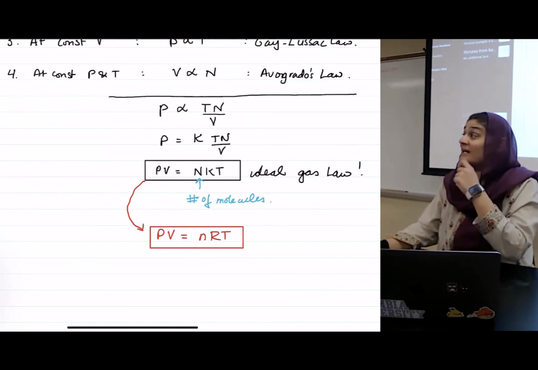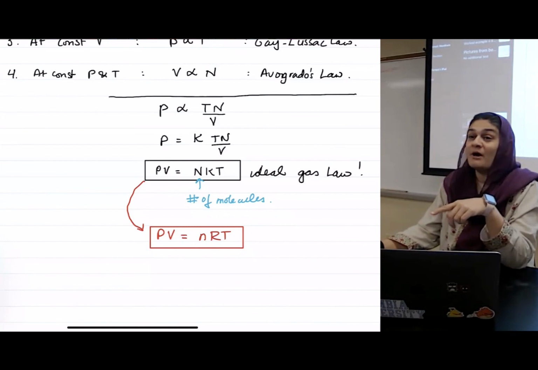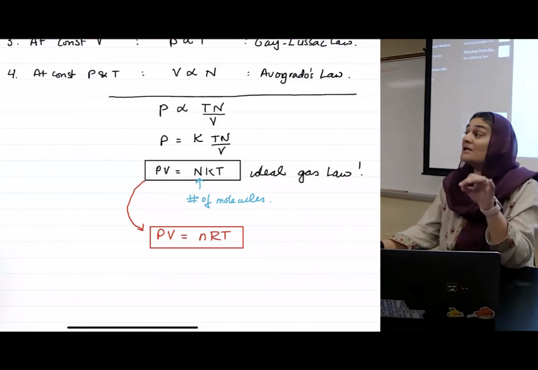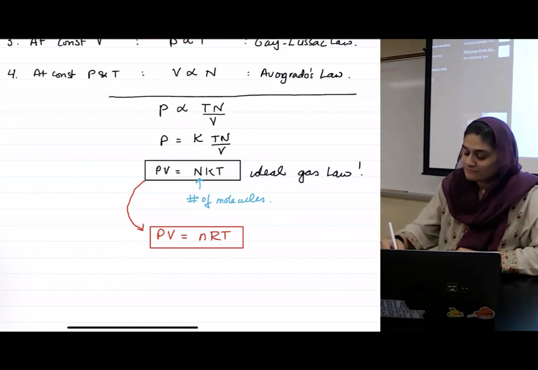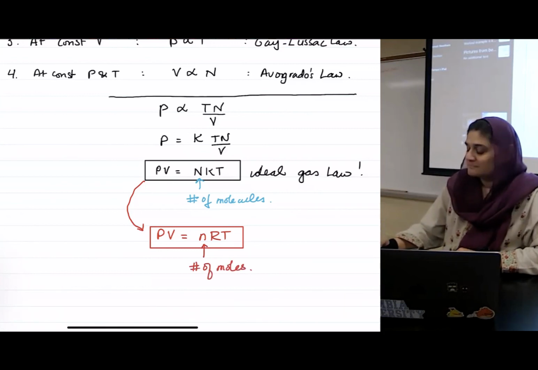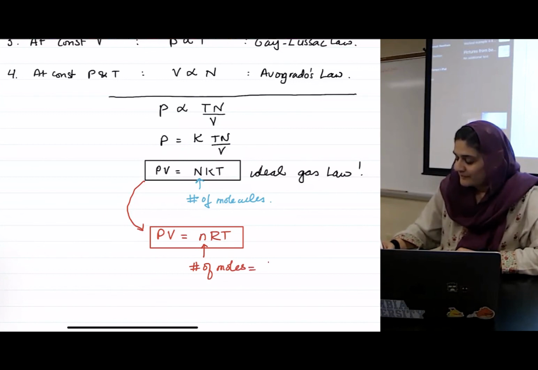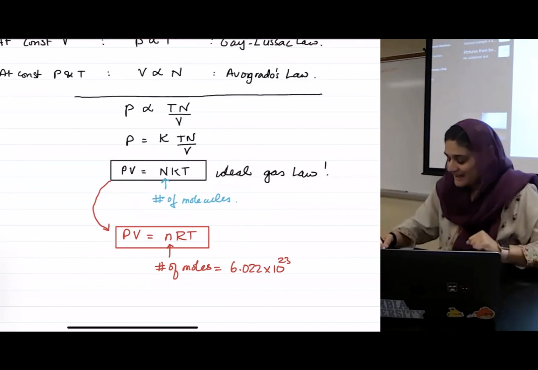You come up with a different constant, and instead of talking about every single molecule in this room, what do you instead want to talk about? The number of moles. And what is a mole? 6.022 times 10 to the 23. In this case, what will this be? Excellent.